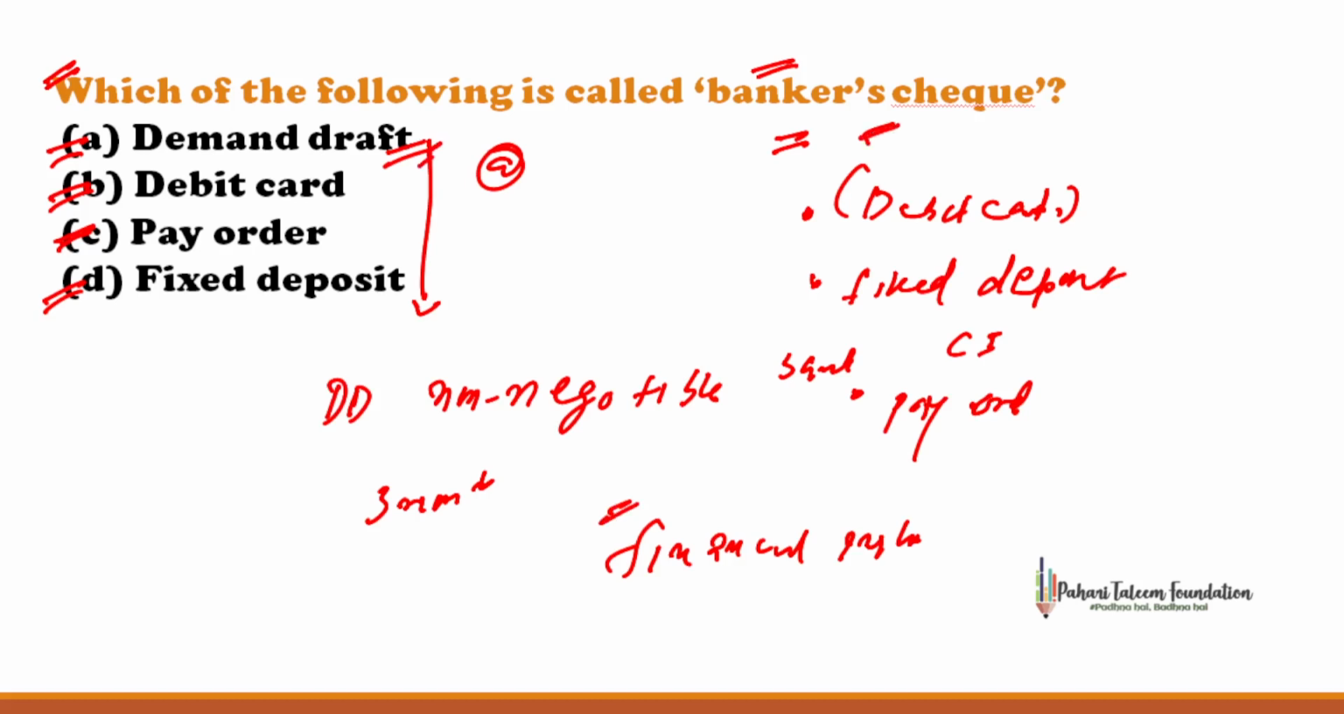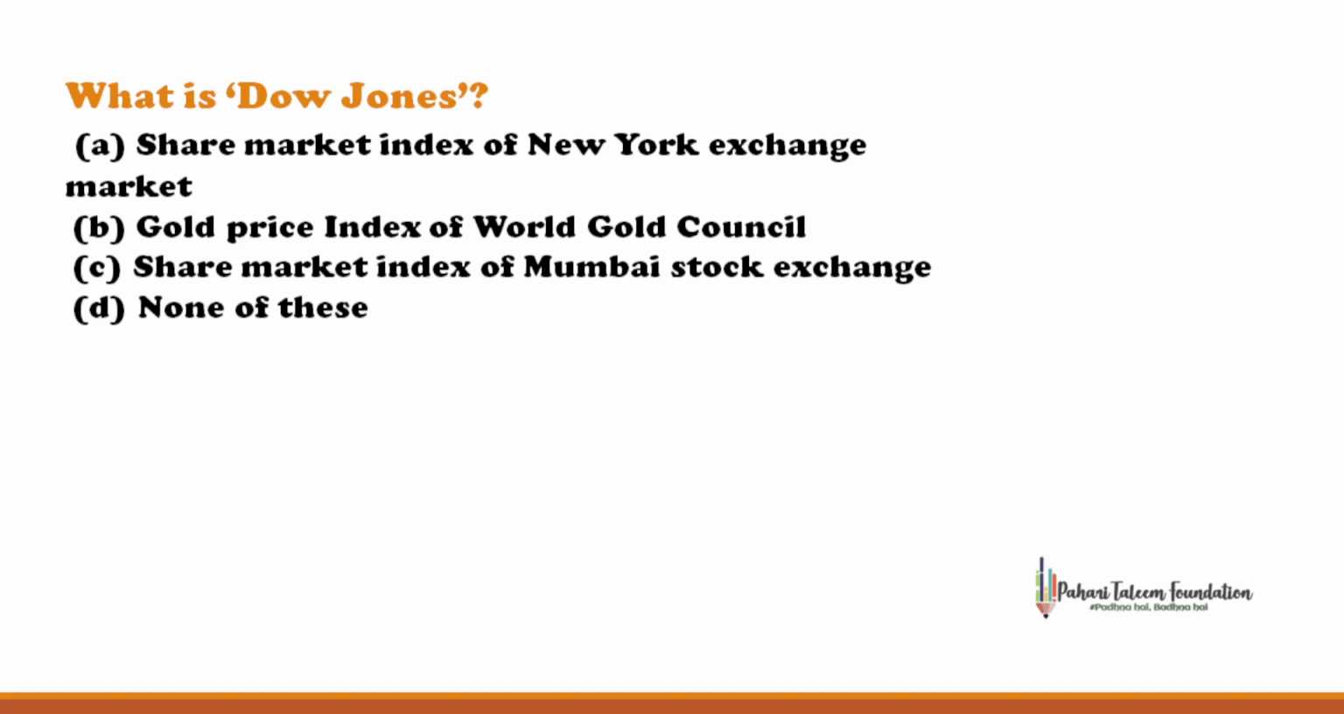Okay, so the next question on your screen is, what is Dow Jones? What does Dow Jones mean? The options are option A, share market index of New York exchange market, option B, gold price index of the World Gold Council, option C, share market index of the Mumbai Stock Exchange, and option D, none of the above. The right answer for this question is option A. So what is Dow Jones? It is the share market index of New York exchange market.